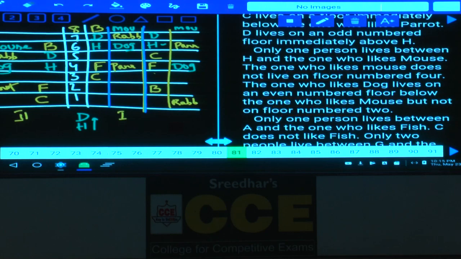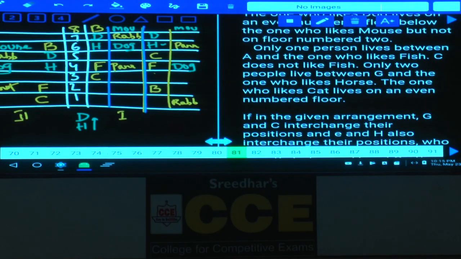The next one. Only one person lives between A and the one who likes fish. Now between A and the one who likes fish, there must be exactly one person, isn't it? If A is here, fish and mouse must be in the same place, not possible. And if A is here, fish and rabbit must be in the same place, which is not possible. Hence, what is the final thing left over here? A is here. If A is here, and there must be only one person between A and the one who likes fish, fish must be here.